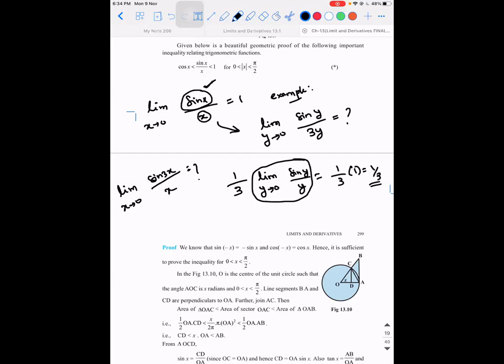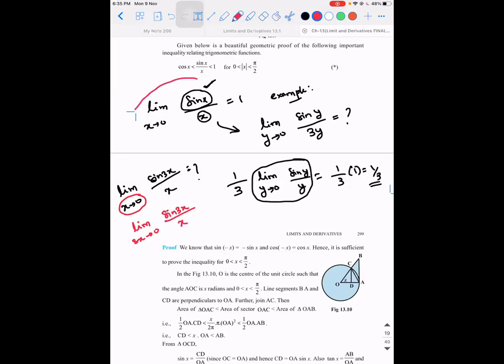Will it be 3? How did you get it? 3 is right. Whenever a sine trigonometric function is involved and the limit is tending to 0, here is how to remember it. When I say limit x tends to 0, if I multiply by 3 on both sides, can I say 3x is also tending to 0? Yes, sir. So you will have sine 3x divided by x.